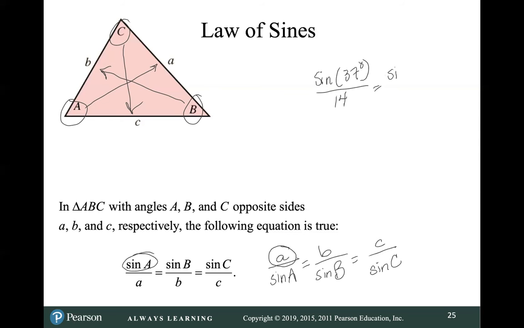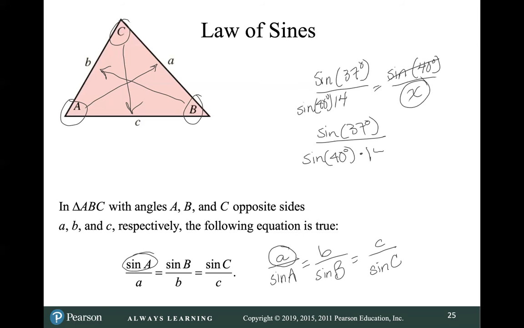equals sine of 40 degrees over x, sometimes we fall into this trap of dividing both sides by sine of 40 degrees and then thinking that x automatically becomes a numerator because the numerator is gone now. But really, this is sine of 37 degrees divided by sine of 40 degrees times 14 equals 1 over x.